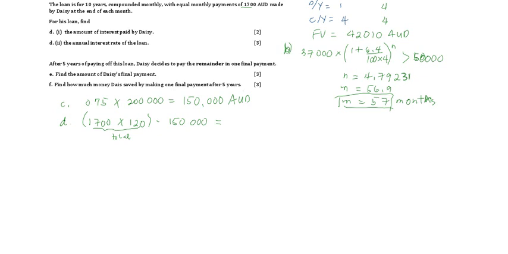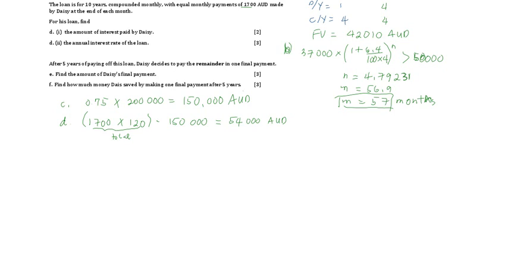So how much did she pay on top of 150,000? So 1,700 times 120 minus 150,000 equals 54,000 AUD. So can you imagine that? The loan is only 150,000, but for 10 years, it accumulated an interest of 54,000 AUD.